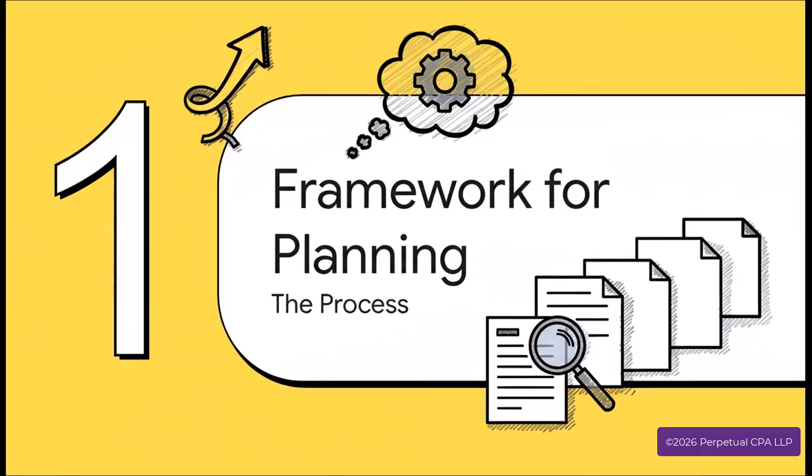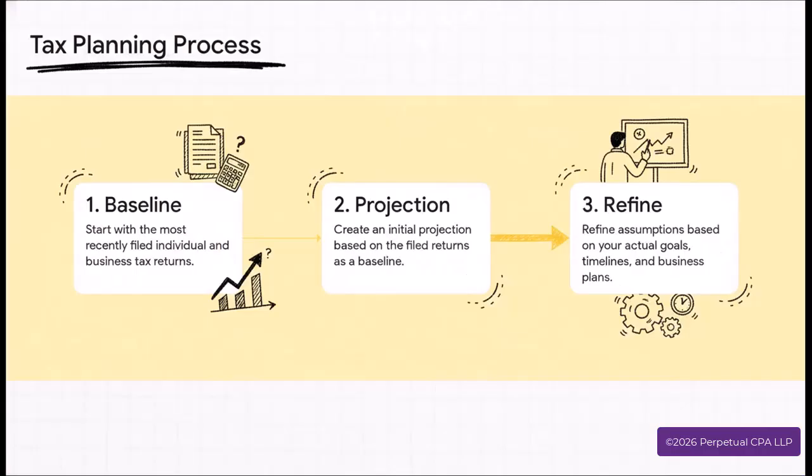This is all about the process behind the plan, and it all starts with what you've already done. So the tax planning process always begins by looking at your most recently filed tax returns, both for your business and for you individually. These documents give us a solid baseline, which lets us create an initial projection. From there, we have to make certain assumptions because, let's face it, a lot of these strategies require you to take specific actions. Once you decide to move forward on a plan, we then refine those assumptions based on your specific goals, your timelines, and your actual business plans.